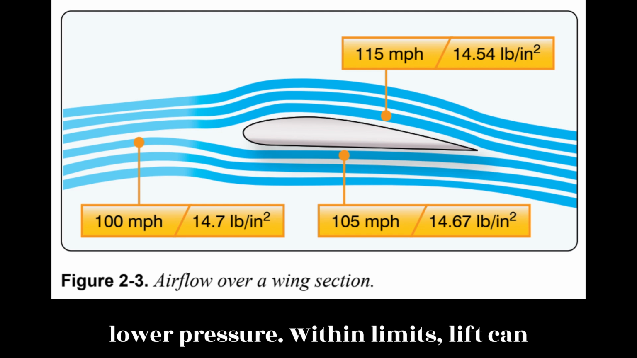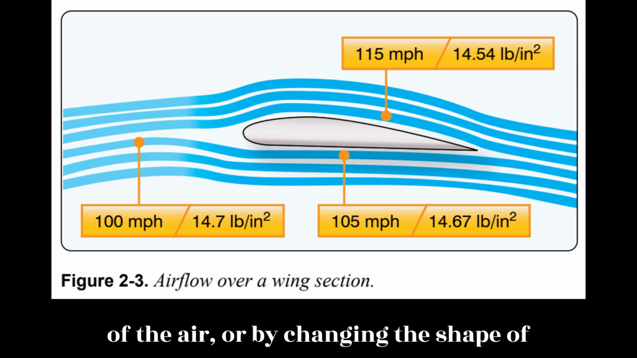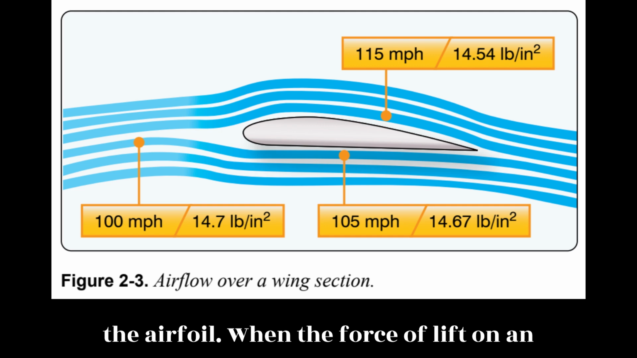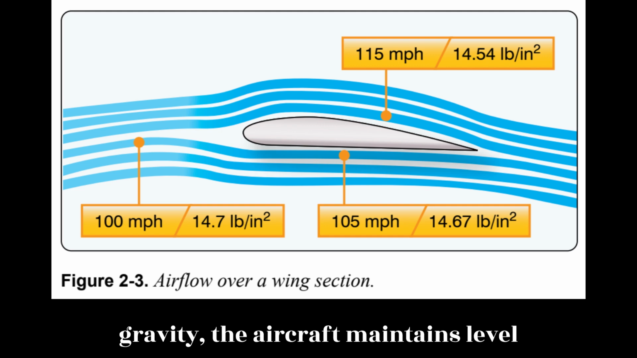Within limits, lift can be increased by increasing the angle of attack (AOA), wing area, velocity, density of the air, or by changing the shape of the airfoil. When the force of lift on an aircraft's wing equals the force of gravity, the aircraft maintains level flight.